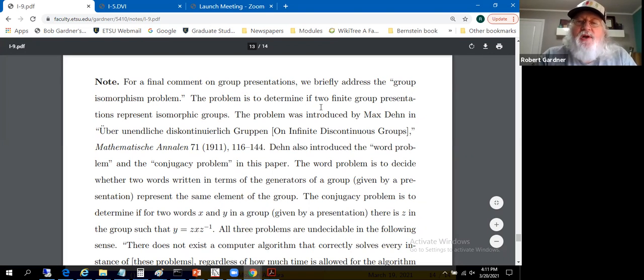The problem is to determine if two finite group presentations represent isomorphic groups. It was introduced by Max Dehn in 1911 on infinite discontinuous groups. Dehn also introduced the so-called word problem and the so-called conjugacy problem in that same paper.